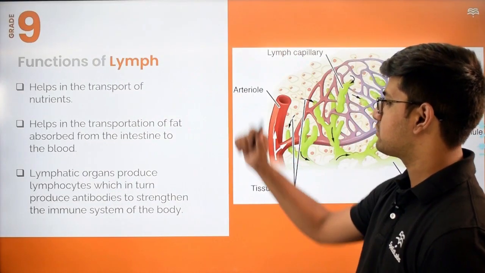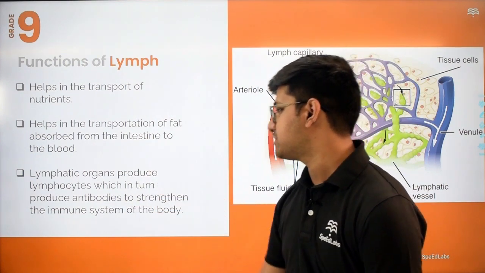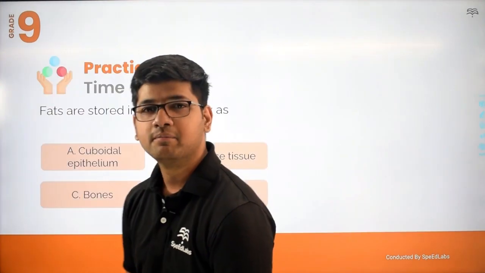It helps in the transport of nutrients and fats. Lymphatic organs produce lymphocytes, which in turn produce antibodies and strengthen the immune system of the body.